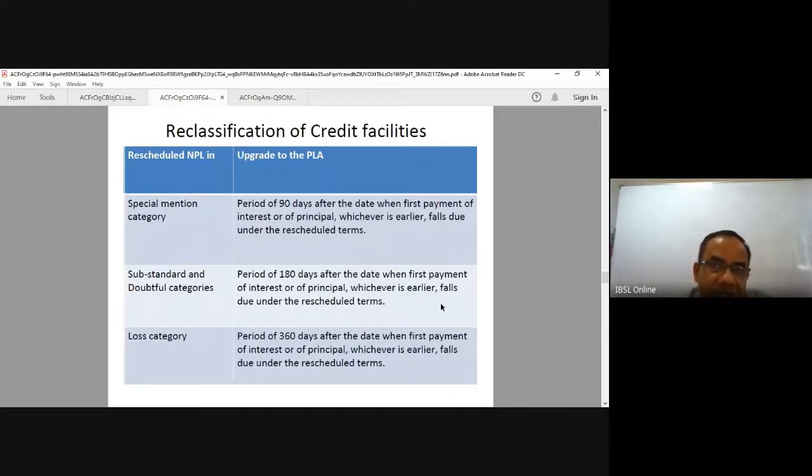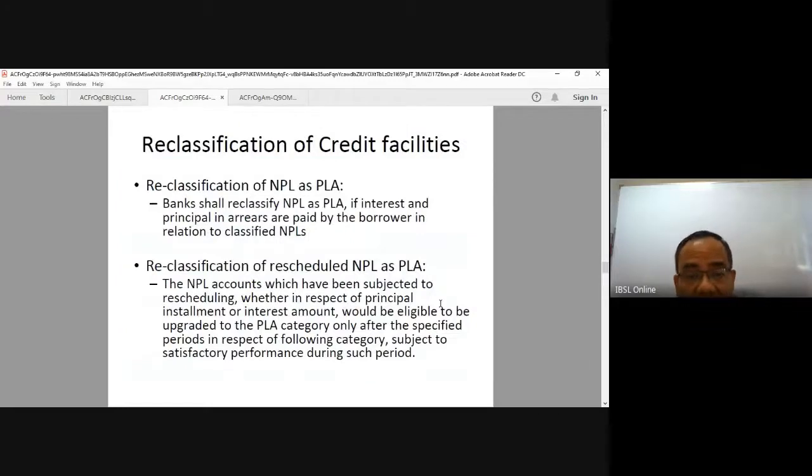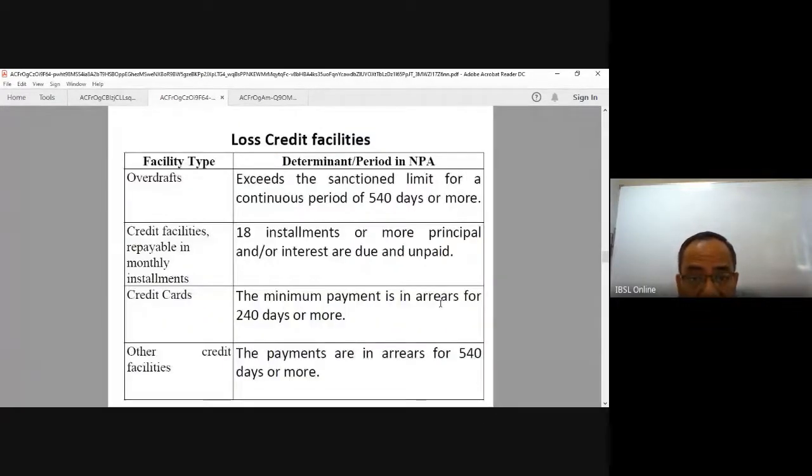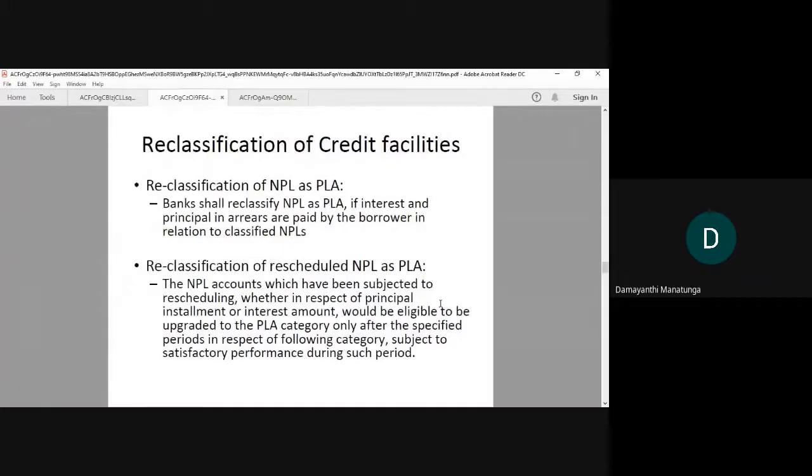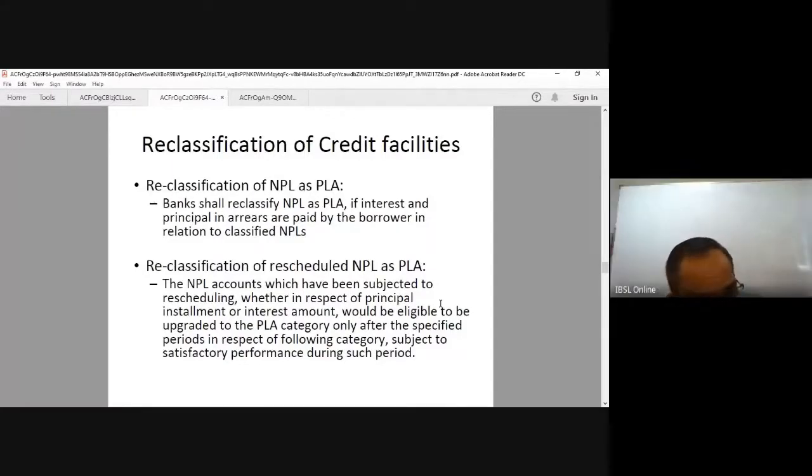The effect of that is that the interest portion will not be taken into your profitability until such time as it becomes a non-classified item, right? Any questions here? Anything you didn't understand? Sir, excuse me. Yeah, please go ahead.